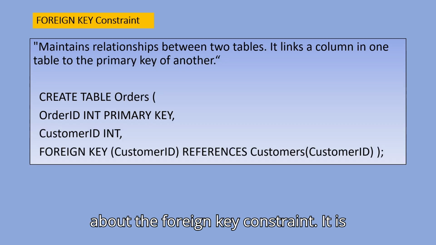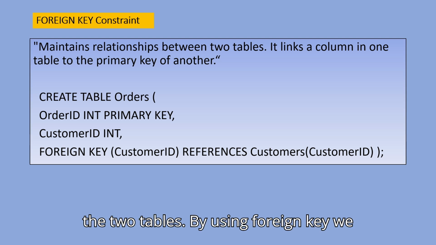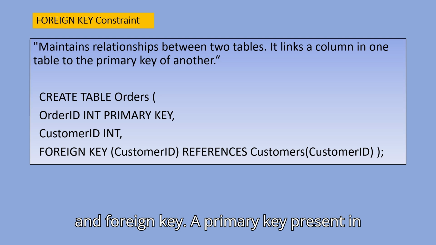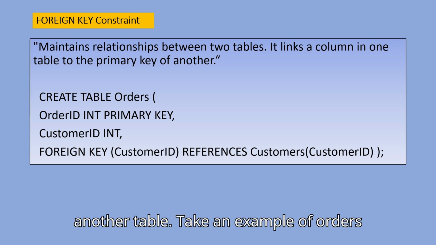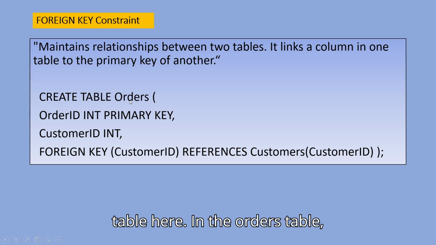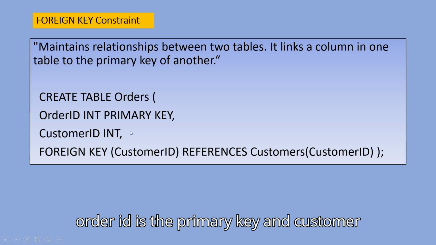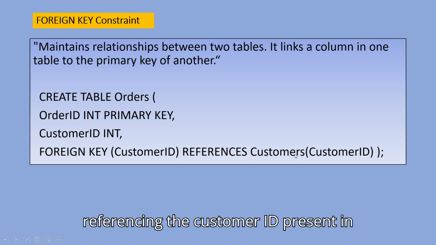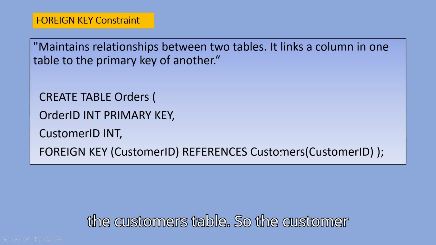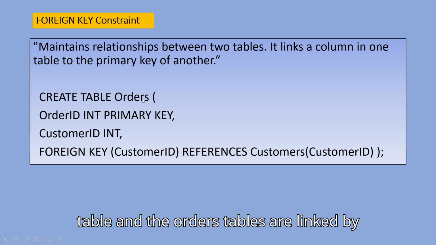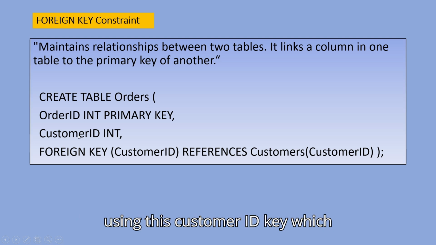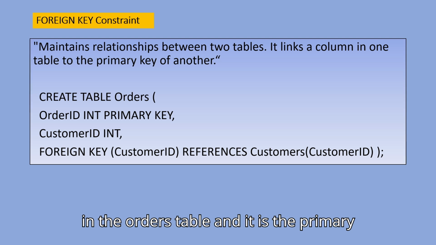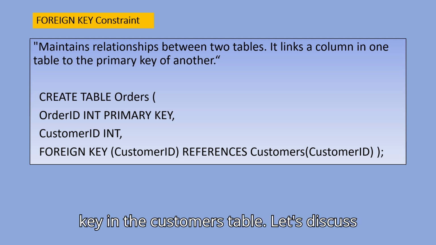Now let's discuss the foreign key constraint. It is used to maintain the relationship between two tables. By using a foreign key, we link the two tables using the primary and foreign key. A primary key present in one table acts as the foreign key in another table. Take an example of the orders table here. In the orders table, order ID is the primary key and customer ID is the foreign key. This customer ID in the orders table references the customer ID in the customers table. So the customers table and the orders table are linked by this customer ID key, which is the foreign key in the orders table and the primary key in the customers table.